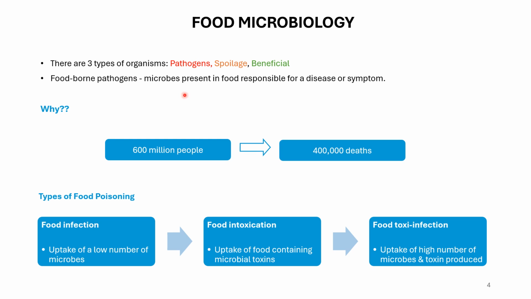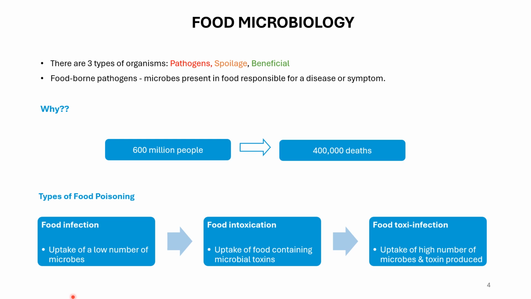Types of food poisoning. Depending on what is causing the disease or symptom of a disease in the host, food poisoning can be categorized into three. Food infection, which is caused by uptake of a low number of microbes. Food intoxication, which is caused by uptake of food containing microbial toxins. And finally, you have food toxi-infection, which is caused by uptake of a high number of microbes. And this high number of microbes produces toxin in the host, which is responsible for causing disease or its symptom.